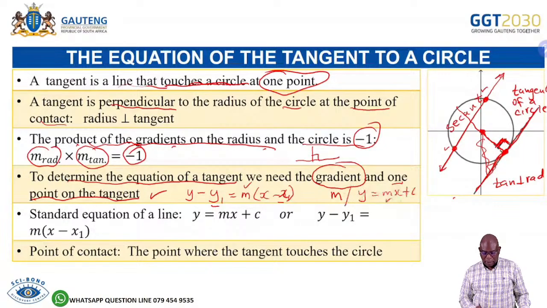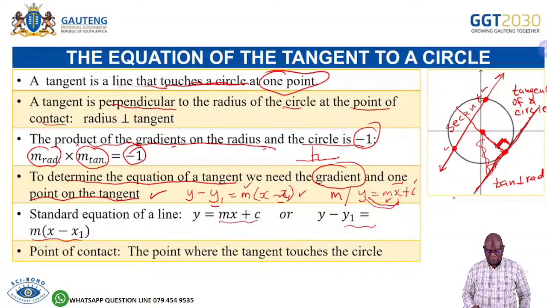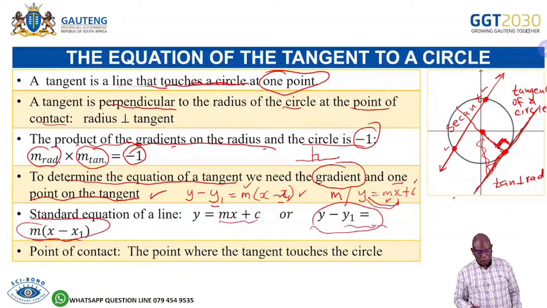So if I've got a gradient, I can then substitute the values of x and y, and then from there I can get the value of c, which will be my y-intercept. The easy way of doing it will be using that method because it gives you an equation rather than getting the value of c and then forgetting to write it in the form y equals. The standard equation of the line is y equals mx plus c, or we can use that. As I said, this one is the easier one because it takes you straight to the equation of y equals. The point of contact we have already talked about.